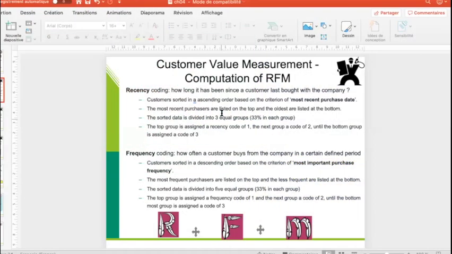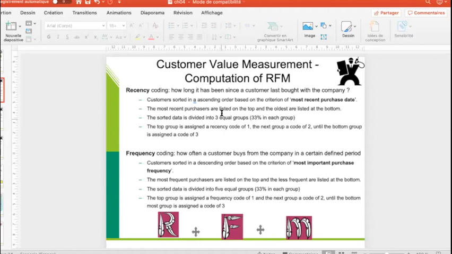RFM is recency, frequency, and monetary amount. And it's an indicator about customer value. So we will code in the following way, individual customers. Look at the three variables in your customer database. And first of all, you will look at recency.